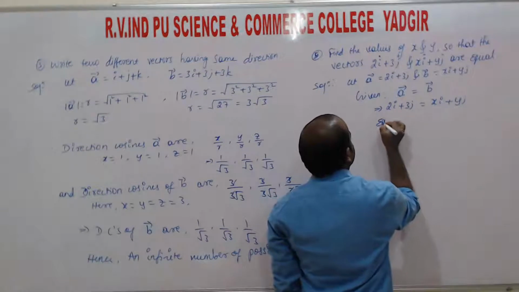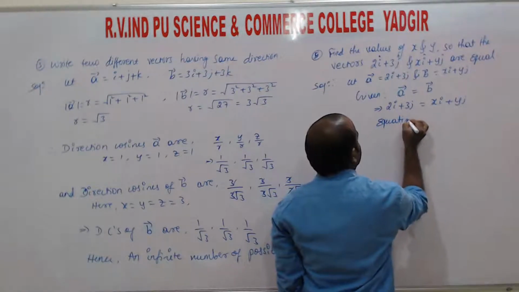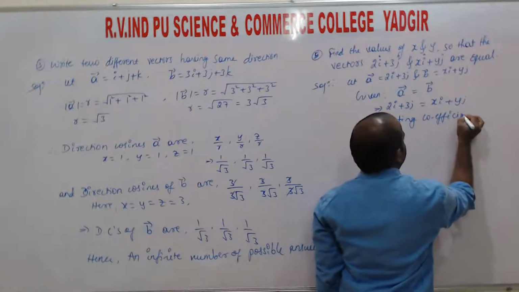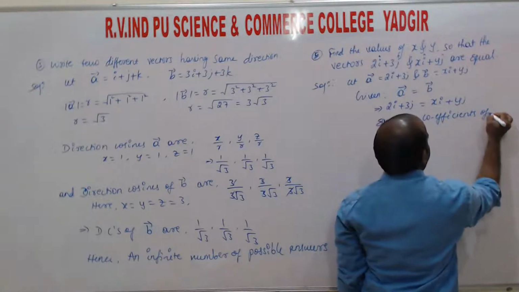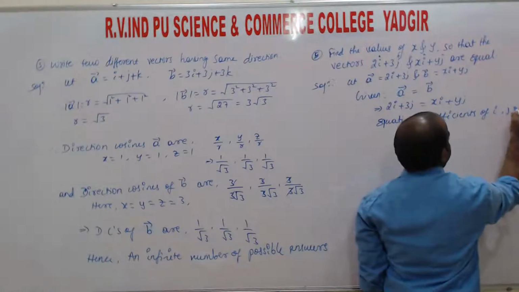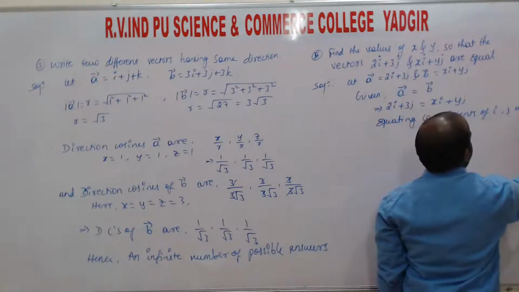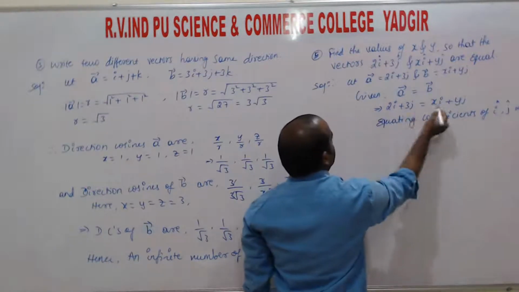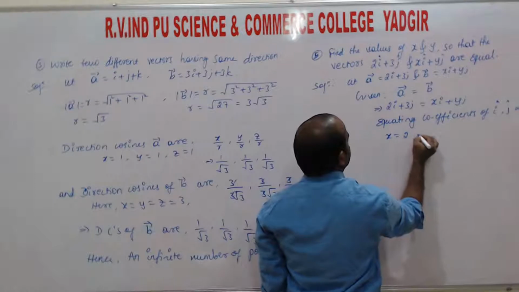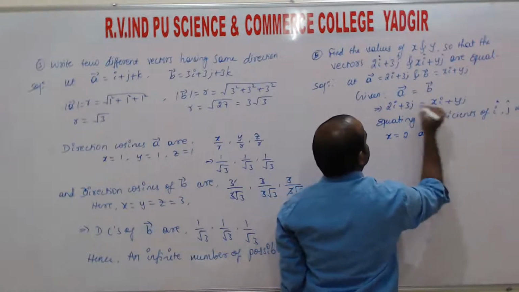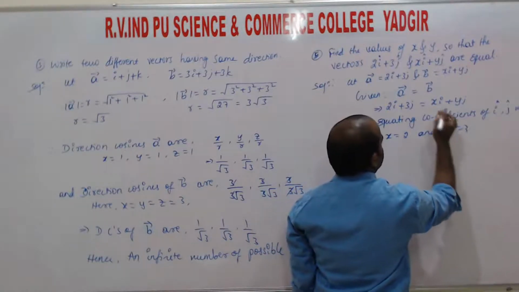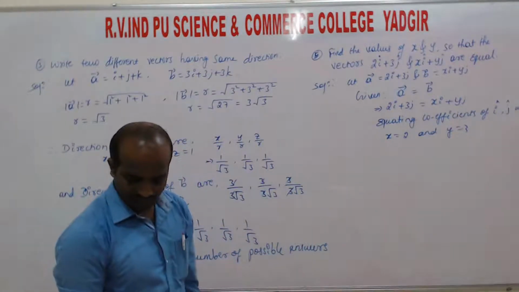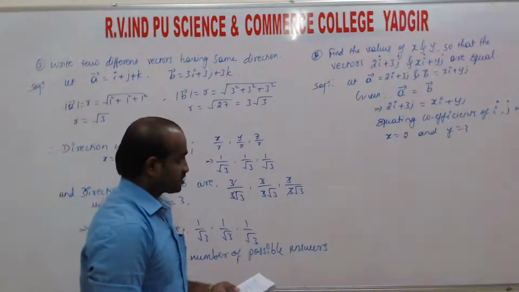Equating coefficients of i and j, we get x is equal to 2 and y is equal to 3. X is equal to 2, y is equal to 3. Next question.